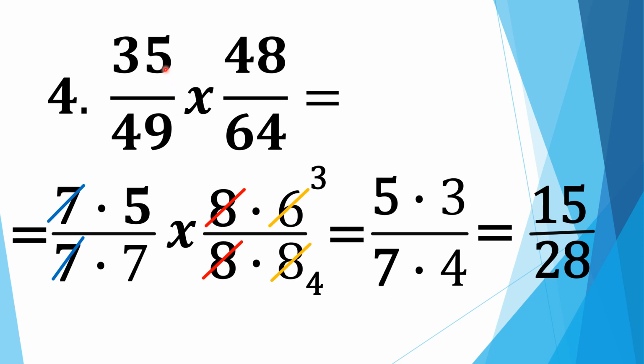Thus, 35/49 times 48/64 is equal to 15/28.